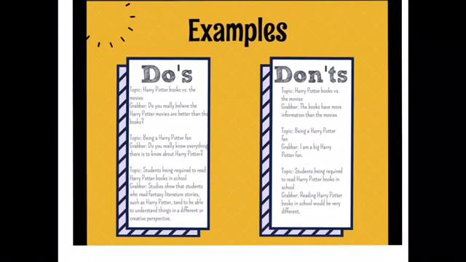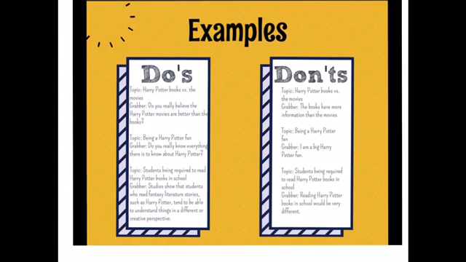So examples of the do's and don'ts. Under the do's column, it gives the topic Harry Potter books versus the movies. A grabber for that statement could be, do you really believe the movies are better than the books? Under the don'ts column is a grabber that isn't quite as strong. For the same topic, it says, the books have more information than the movies.